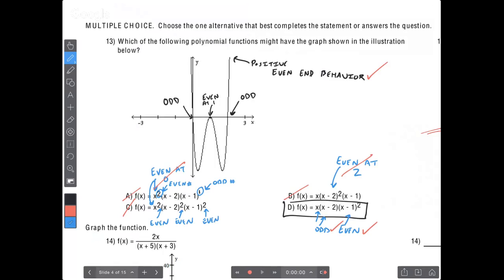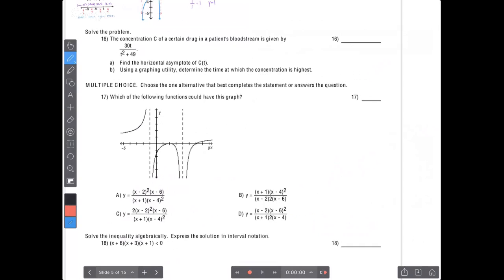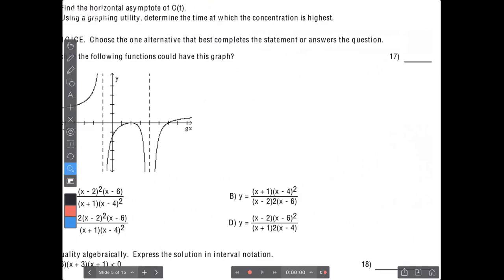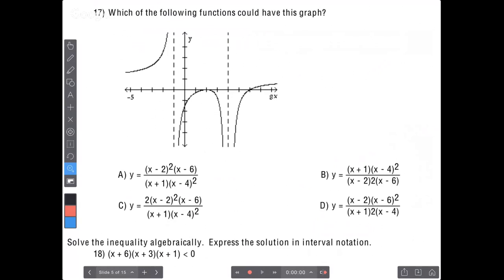Cool. What did Lauren ask for, 13 or 17? Should we take a look at 17 as well? 17, ooh, this is another fun one. Kind of the same picture here. I got a 0 at, that's -5 and 8. So this counting by 1, 1, 2, 3, 4, 5. Yeah. So 0 at 1, 2. So I need to get 2, 0. I've got a vertical asymptote at x equals -1, and another one at x equals 4.